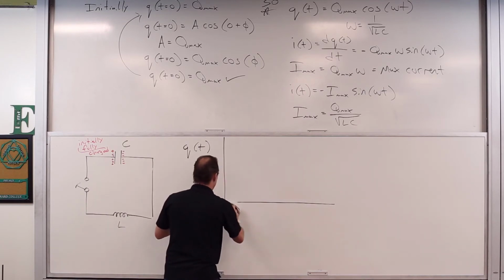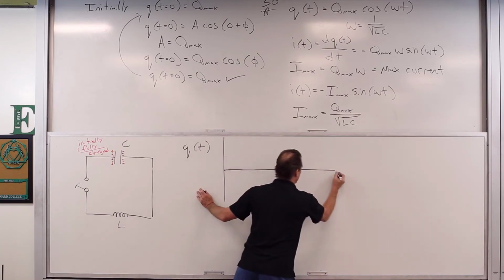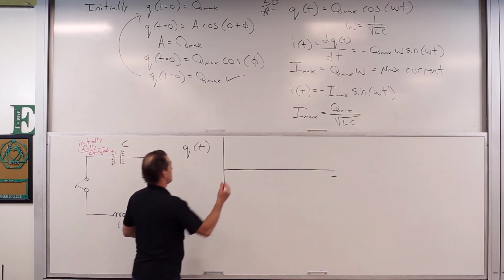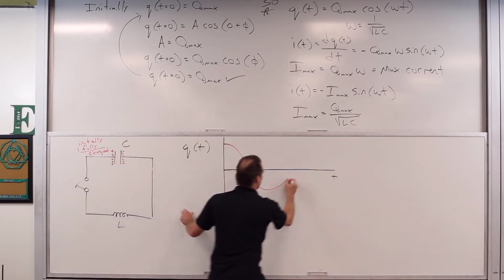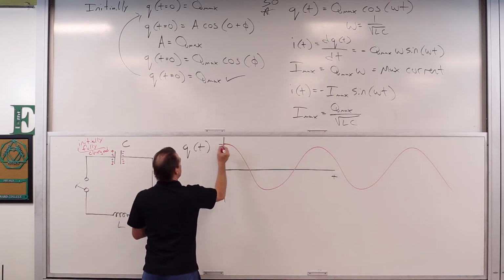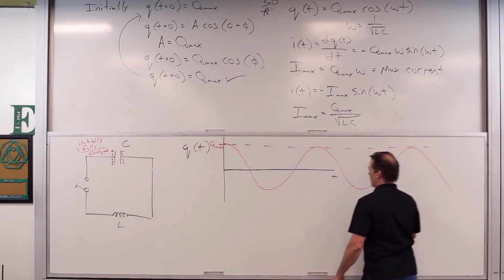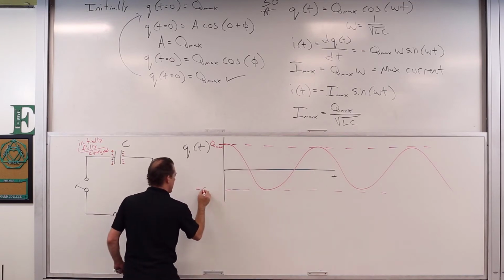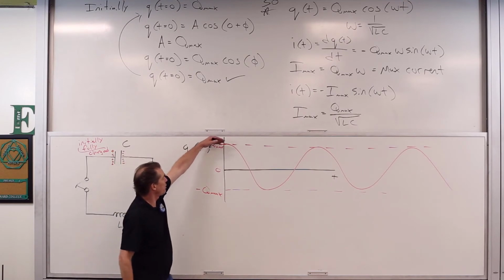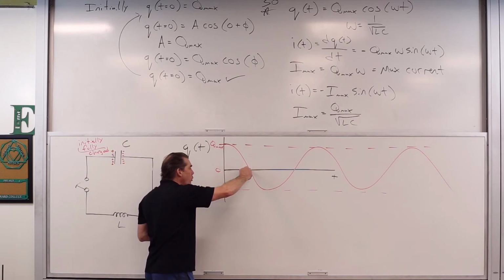Let's not put that so far down. And t. What does this look like? Well, again, this is cosine. This is Qmax. This is negative Qmax. That's 0. We start out with the maximum charge. The charge starts to come off the plates. Once we close the switch at t equals 0, eventually there's no charge on the plates.